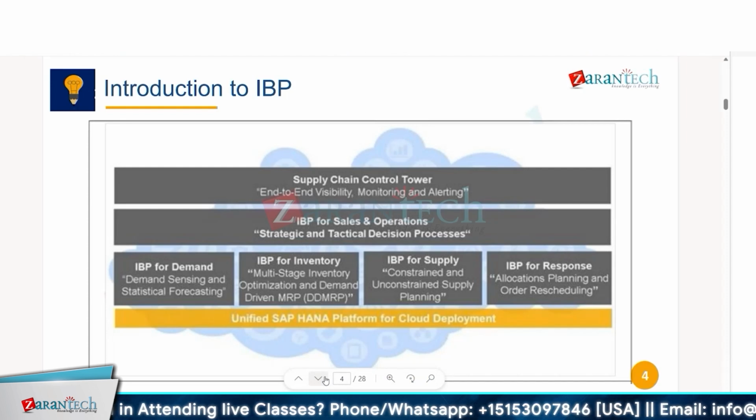Now at the next level, you see the four verticals. First is demand, then inventory, then supply, and IBP for response.